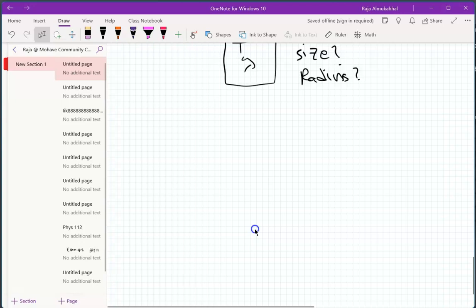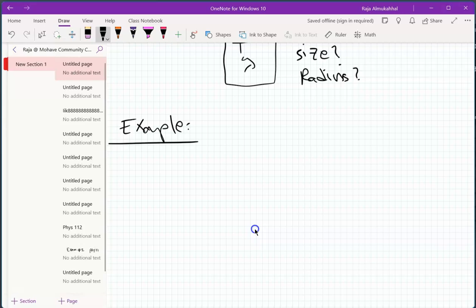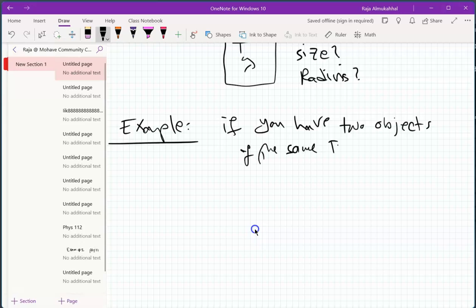Before I tell you this, let me just give you an example. Imagine that you have two objects of the same temperature, but different size. Okay? Which object do you think is more luminous?